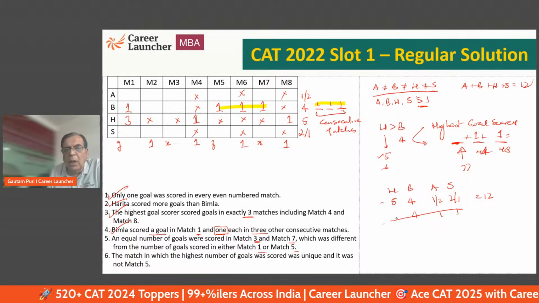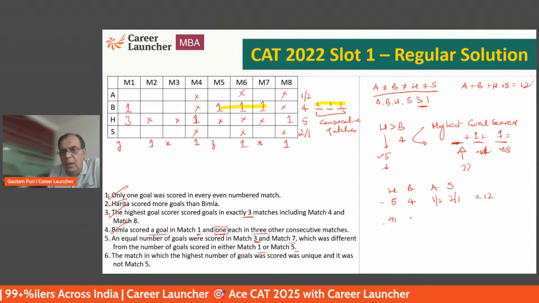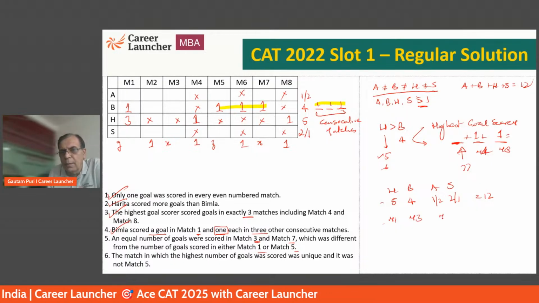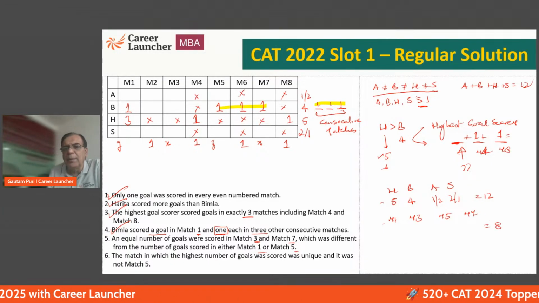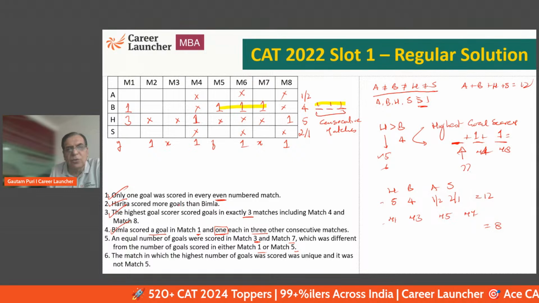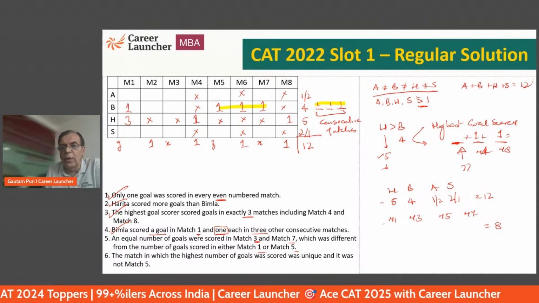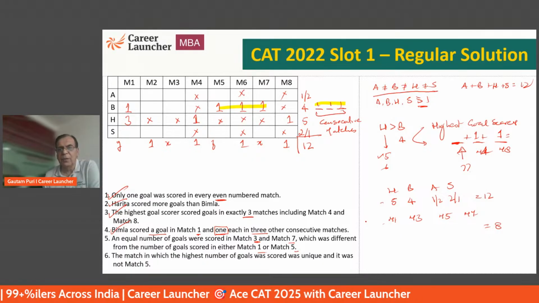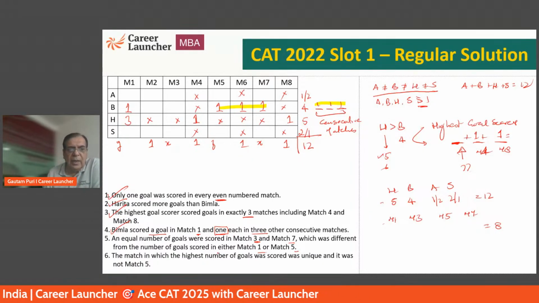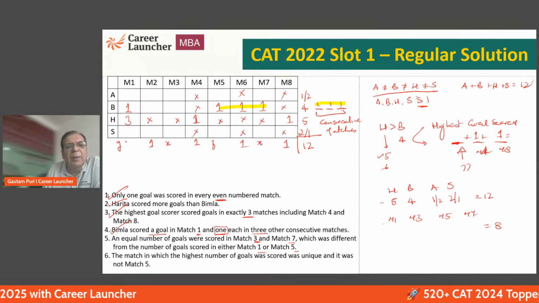Now, if I look at matches 1, 3, 5, 7, what is the total going to be? The total has to be 8, because only 1 goal was scored in each of the even numbered matches. So 4 goals have gone in the even numbered matches out of 12, because the total number of goals is 12. So 8 goals in the odd numbered matches. Equal number of goals were scored in match 3 and 7. Now, please tell me, what is the minimum value of Y?